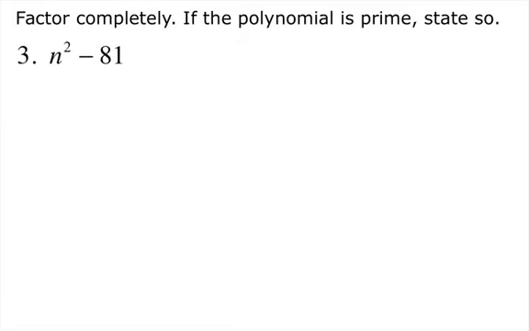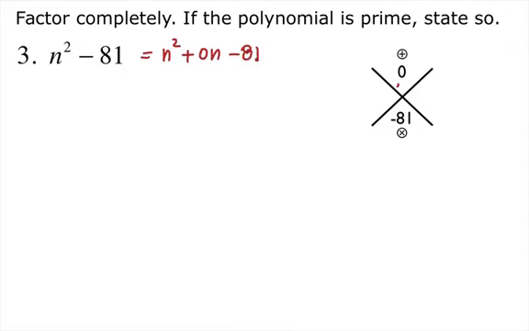So now, this is number 3. I'm going to apply the x method again. Notice that in this case, I can rewrite this, if you don't see why we have a 0 here. This is the same thing as n squared plus 0n minus 81. So that's why you see the b is a 0, and the c in this case is negative 81. So two numbers that satisfy that are 9 and negative 9.